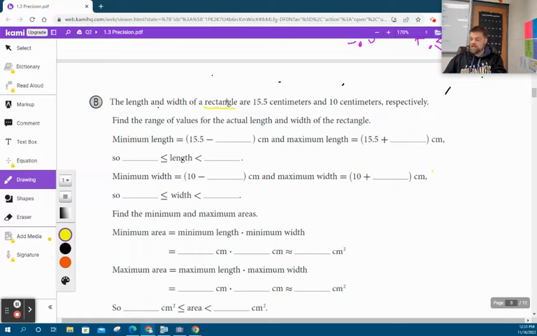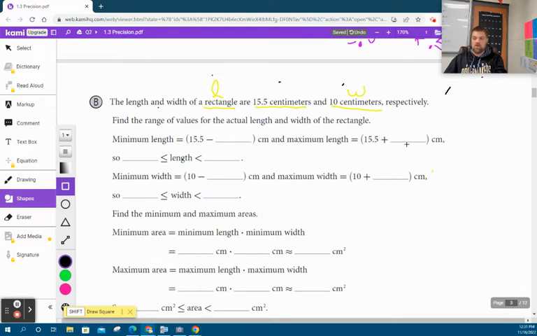All right, so let's try this again. It says the length and the width of the rectangle are 15.5 centimeters and 10 centimeters, respectively. So this is the length and this is the width. Okay.